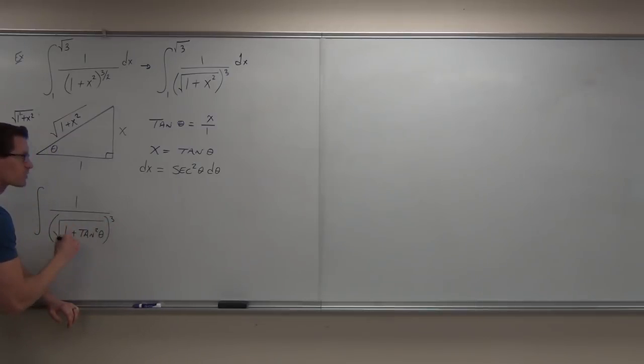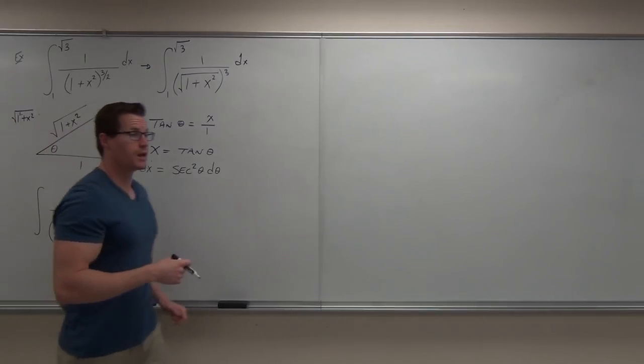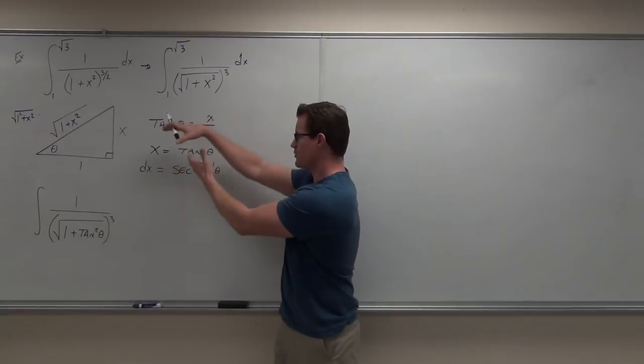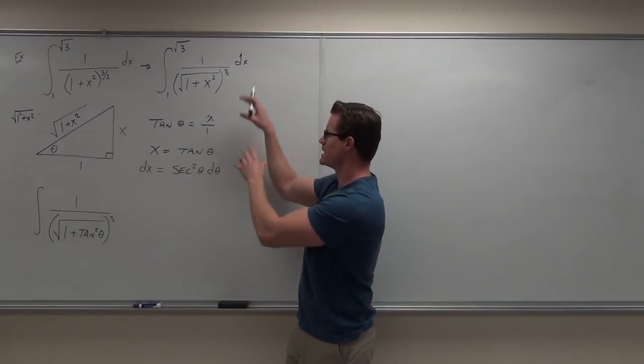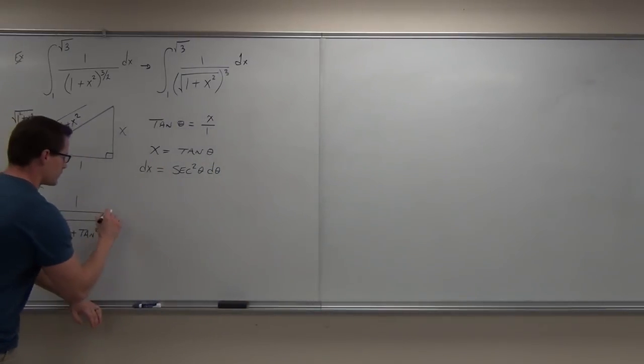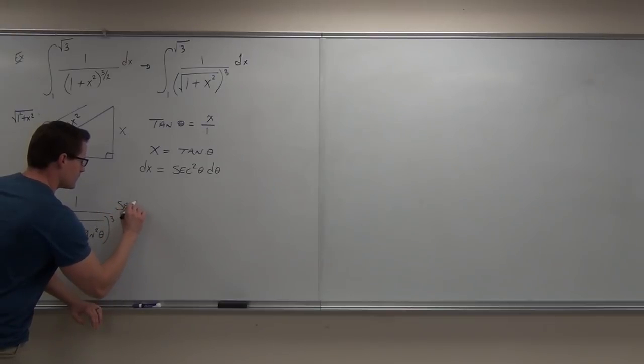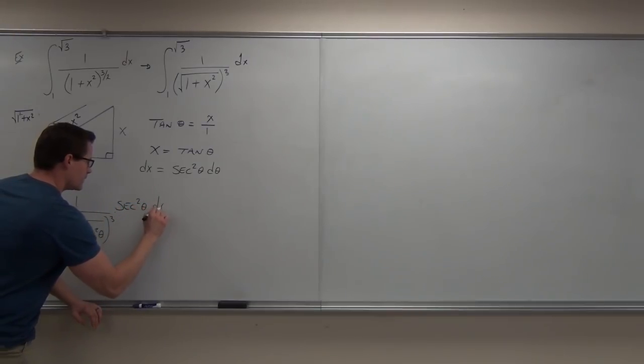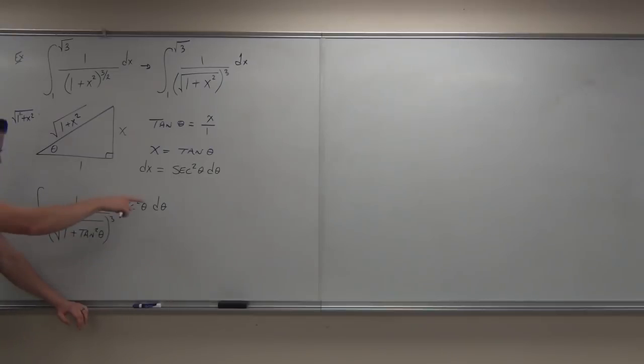And we still have that power 3. Let's make sure we're not losing anything. Now, the reason why we did our derivative right here is so we also substitute for our dx. What does our dx become? Secant squared theta. Let's make sure. Do we have all thetas and a d theta? Looks like it. We're pretty good to go.